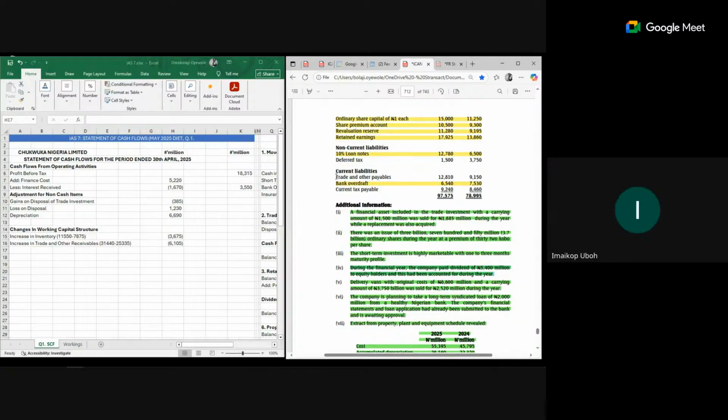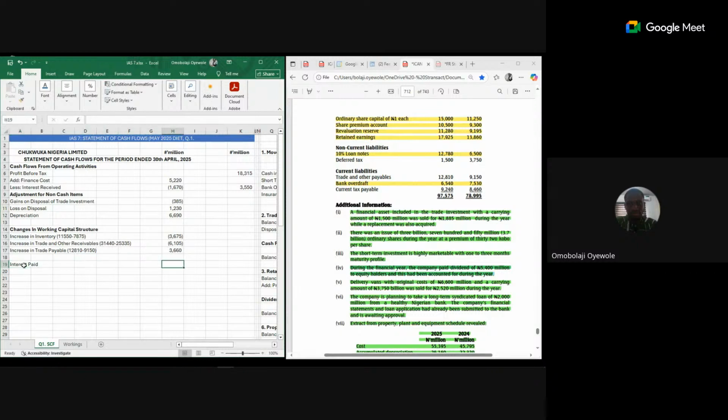Then trade payable. There is an increase in trade payable. So an increase in trade payable represents what? Inflow. Exactly. We are catching it. So that's how much? 12,810 minus 9,150. That's 3,660.